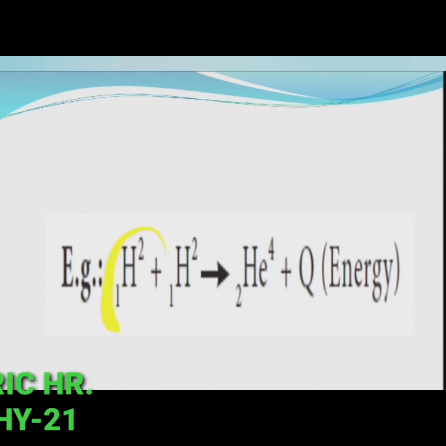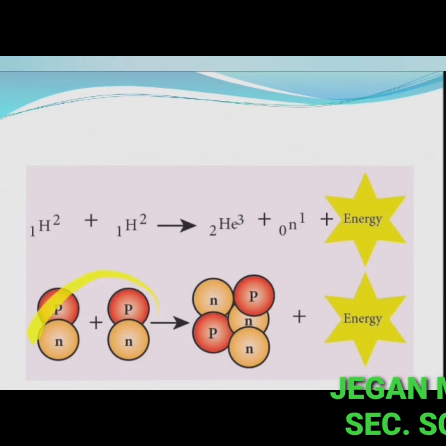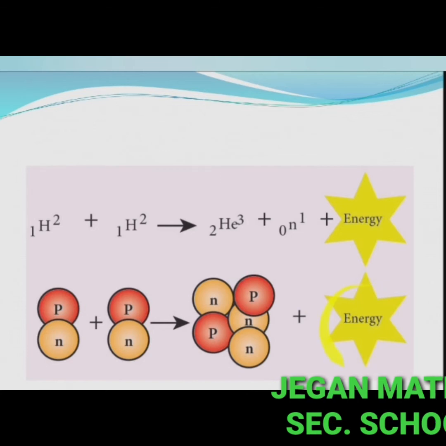So 1H2 is deuterium, an isotope of hydrogen. Here two deuterium atoms combine to form a heavier nucleus, that is helium. So in this nuclear fusion reaction 3.84 x 10^-12 joule energy is released. See this picture: 1H2 has one proton and one neutron. So two lighter nuclei combine to form a heavier nucleus plus a large amount of energy.